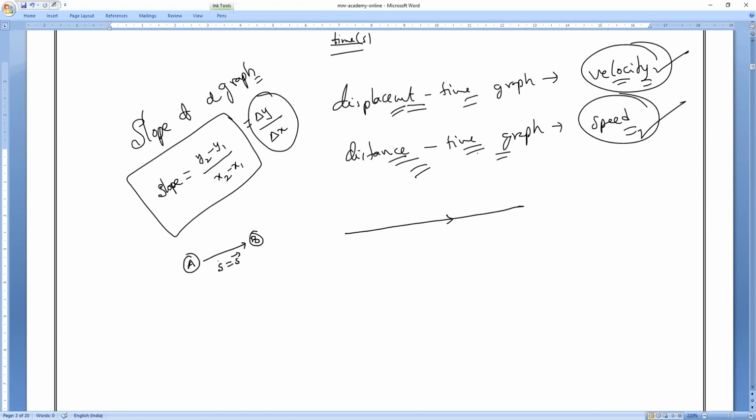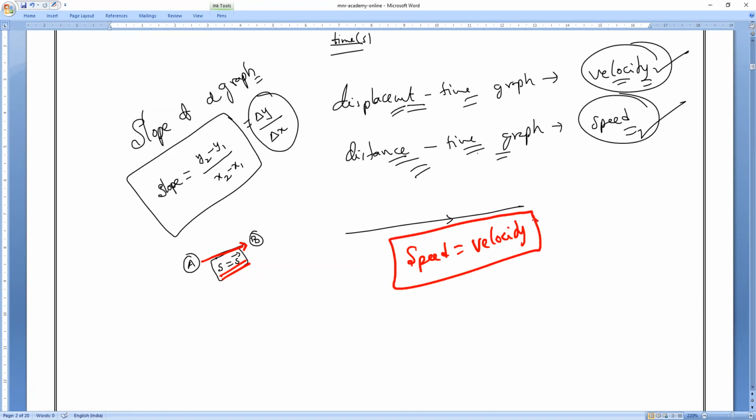Is it right or wrong, Sanjay, Mari? Everybody? Yes, sir. Distance is equal to displacement when the path is the shortest, from the initial point to the final point. So now you tell me, if distance is equal to displacement, then speed is equal to velocity. Is it right or wrong? Will you accept it or not? Yes, sir. Yes, everybody. So be very careful.